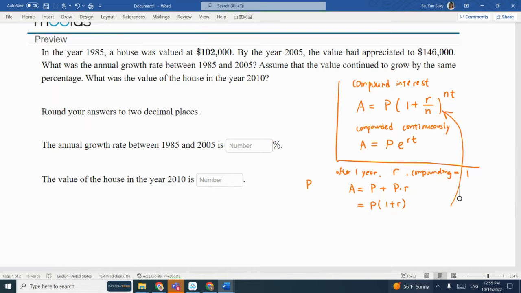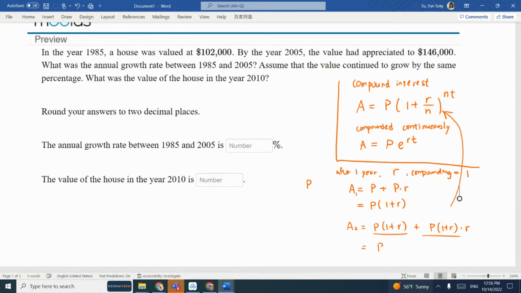And how about the second year? Let's say A1 is the amount after 1 year, and A2 is after the second year. In the second year, the initial amount you start with is P times (1 plus r). This is like the principal for the second year. Your account starts with $1,050, and then you have this amount times r. That is your new interest for the second year. Yes, everybody?